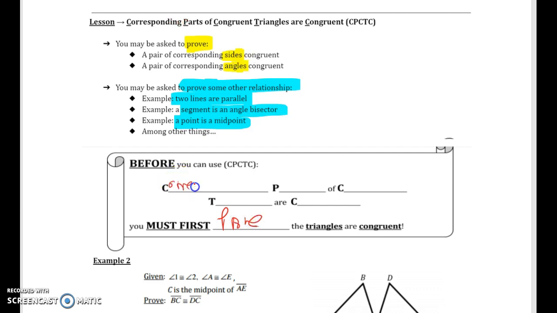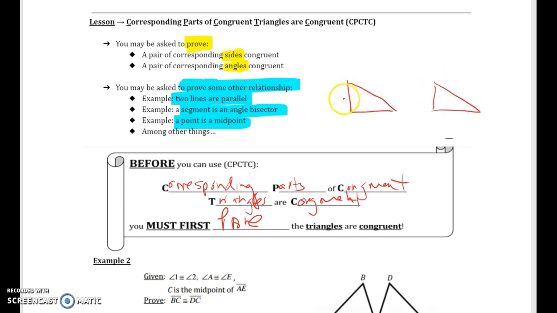So, corresponding parts of congruent triangles are congruent. What does that mean? That means if I have two triangles, and let's say I've proven them congruent by hypotenuse leg, I know that these two triangles are congruent. I can then talk about any other part of the triangle, because if these two triangles are congruent, then their corresponding parts need to be the same.